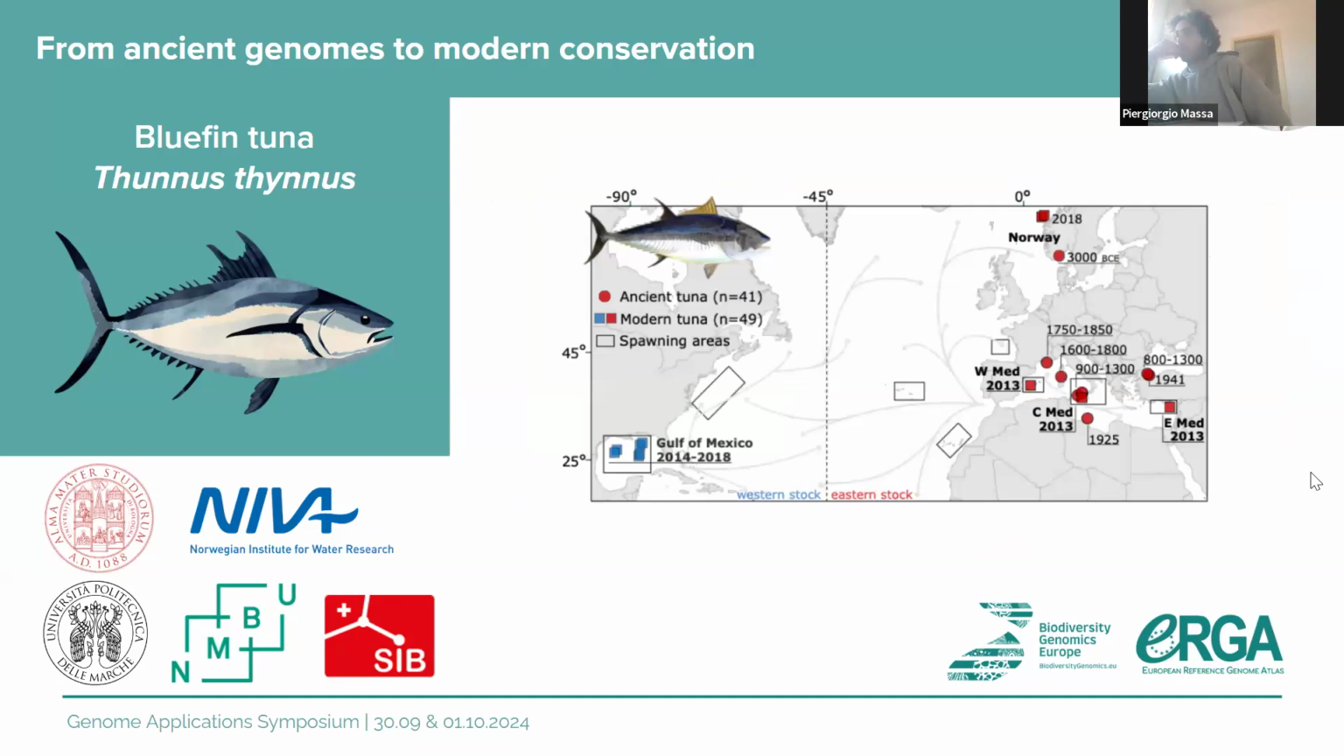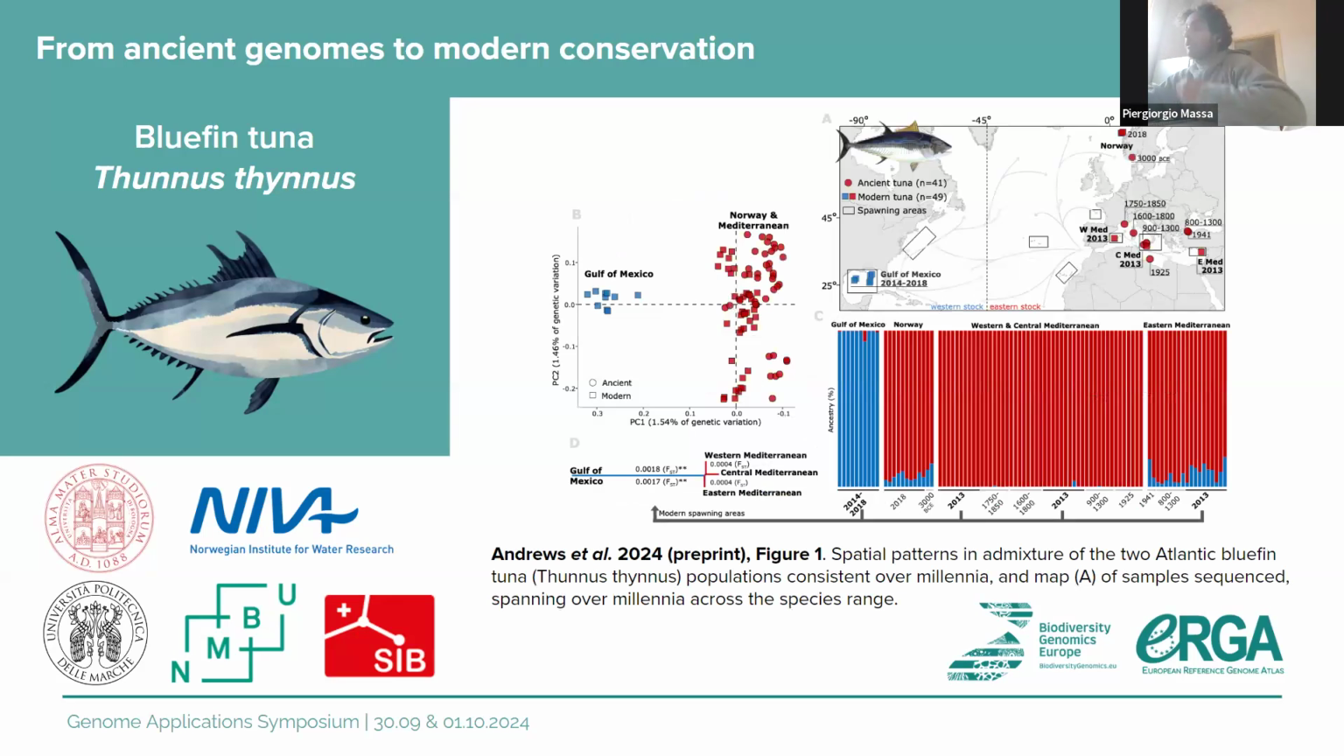He has produced this whole genome dataset of 90 samples from both the western side in blue, from the Gulf of Mexico, of the Atlantic Ocean, and from the eastern side, from the whole Mediterranean Sea and from Norwegian seas. And this dataset can count also on ancient samples, 41 ancient samples from 1941 to 3000 before Christ.